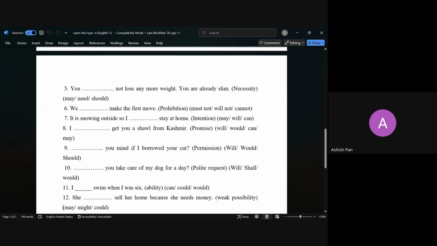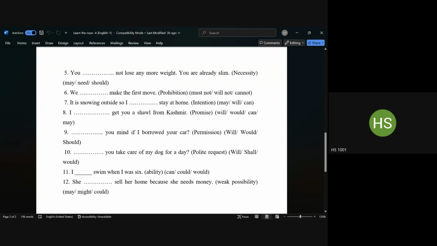Now look at the 10th one. The answer will be will here? Yes. For this question, the answer will be will, because it does not explicitly ask you to fill in the blank with something that is a polite request or a permission. Okay, ma'am. Yeah. 10th one then, dash you take care of my dog for a day. Polite request, ma'am, would. Yeah, would. Would you take care of my dog for a day? This is a polite request. Correct.